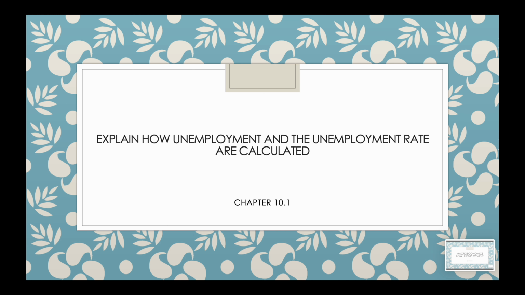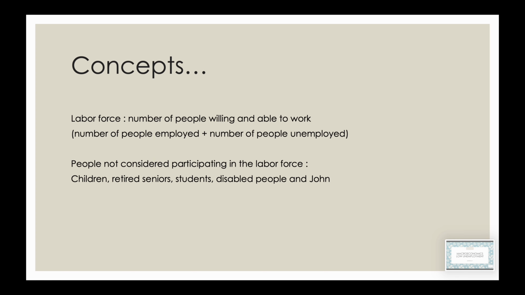Okay, so I'll explain how unemployment and the unemployment rate are calculated. We first have to go through some concepts. Let's talk about labor force. Labor force is the number of people who are willing and able to work. So it's basically the number of people employed plus the number of people unemployed, because they're both willing and able to work. People who are not considered participating in the labor force are usually children, retired seniors, students, disabled people, and John.